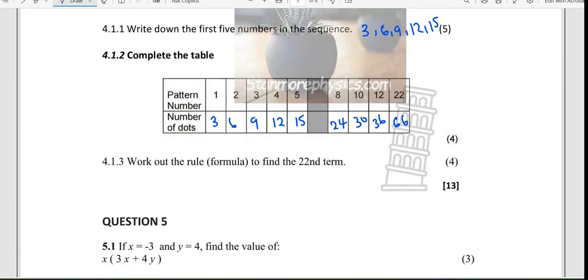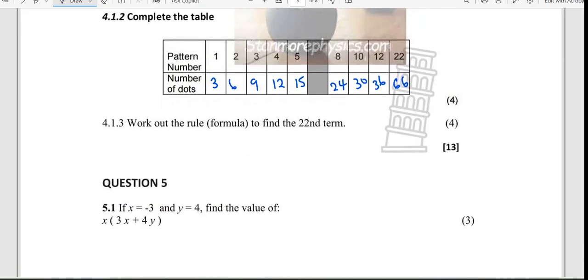Work out the formula to find the 22nd term. The formula to find it, our formula is Tn equals dn plus c.